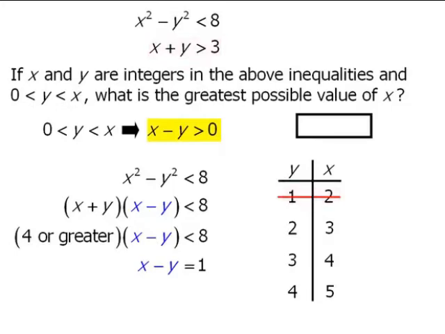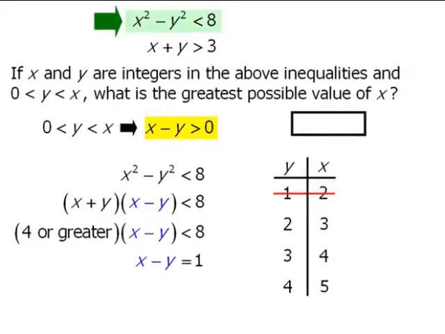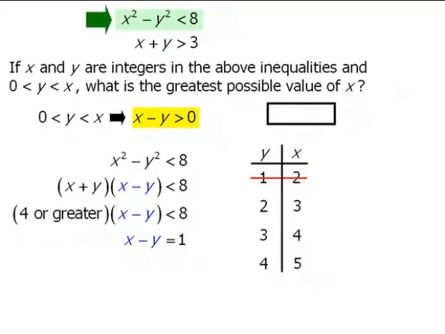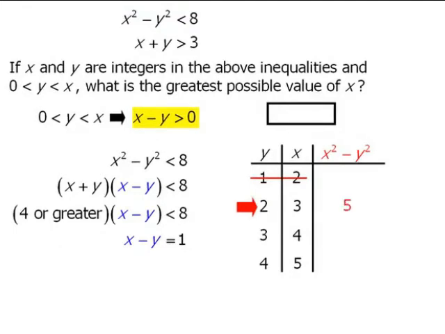Now the question tells us that x plus y must be greater than 3, so we can eliminate this pair. We also know that x squared minus y squared is less than 8. So let's plug our x values and y values into this expression and see what happens. We'll begin here. If y equals 2 and x equals 3, our expression evaluates to be 5, and this is indeed less than 8. If y equals 3 and x equals 4, our expression evaluates to be 7, and this is also less than 8.